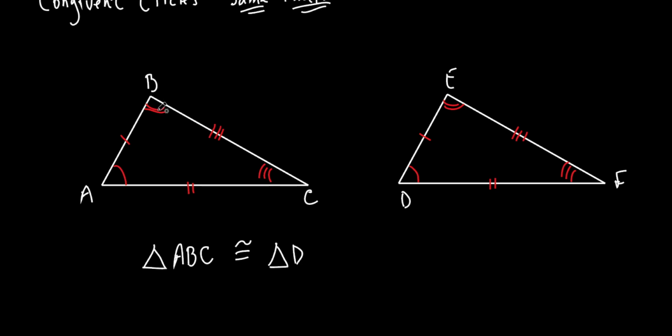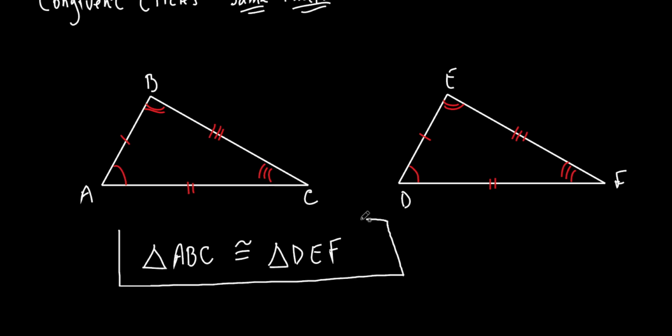This is the B. Which one matches up? Which one's corresponding to the B? The E. So we write E. And of course, there's no other choice for the third one, so that would be what? F. Everybody see that? It's super important that if you call this ABC, you must call this one DEF.